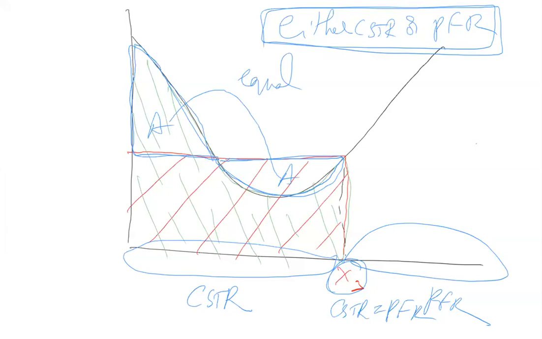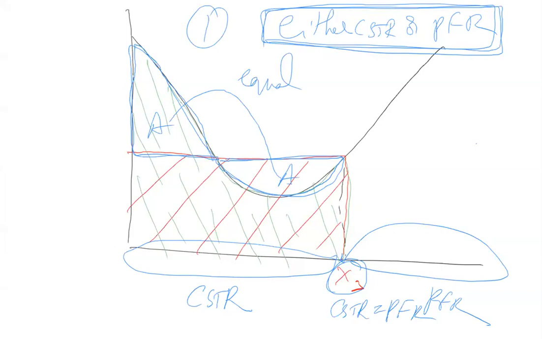So here you have two options. Option one: you are given the choice of selecting either CSTR or PFR. Then you find a point where both areas are equal, which is where CSTR and PFR are exactly equal. Below this X3 you should always select a CSTR. Beyond X3 you should select a PFR.